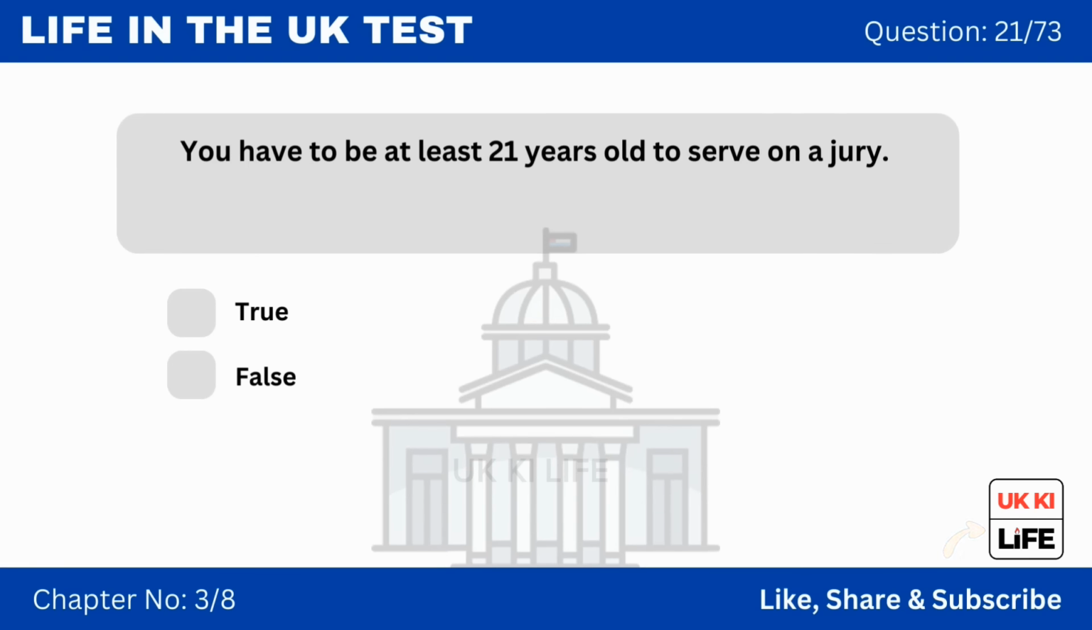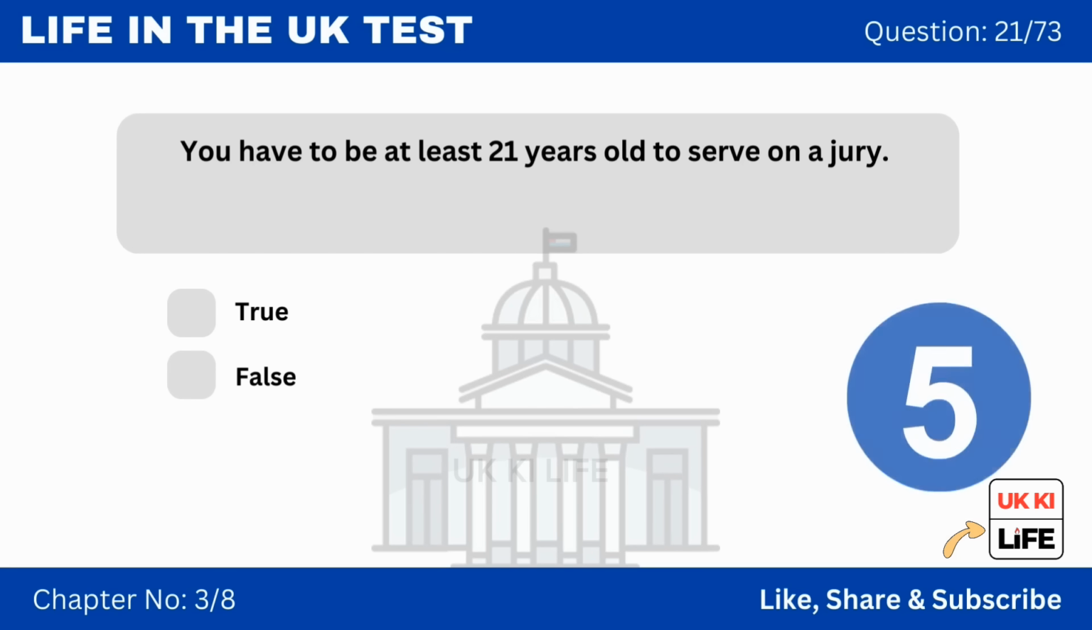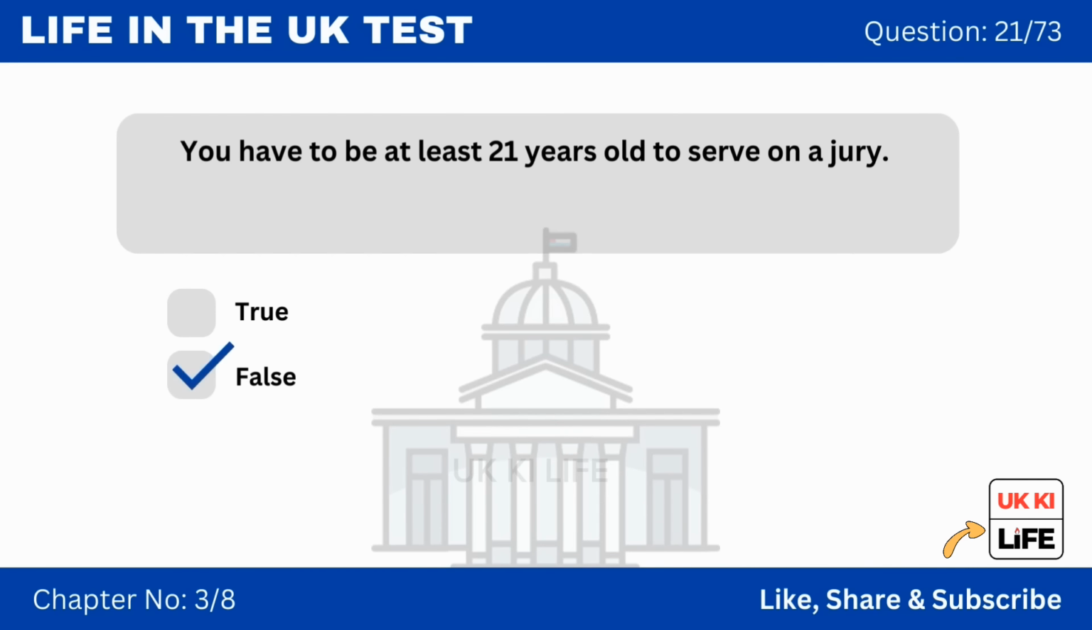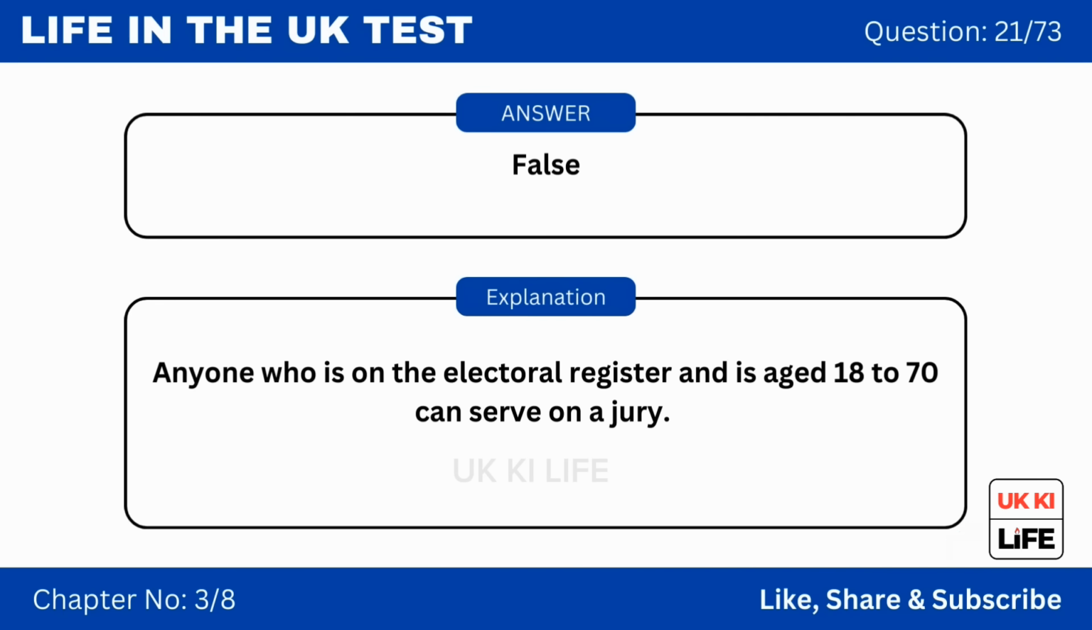Question 21. You have to be at least 21 years old to serve on a jury. True. False. The correct option is B. Explanation. Anyone who is on the electoral register and is aged 18 to 70 can serve on a jury.